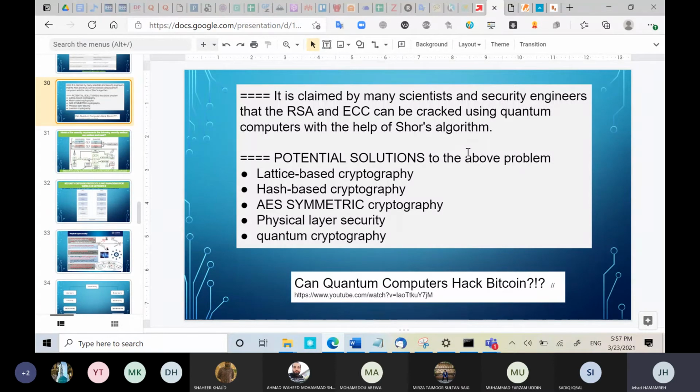Some are thinking of using hash-based cryptography, another type of cryptography. Some are thinking of using Advanced Encryption Standard symmetric cryptography with one secret key shared securely between two nodes, and this key has a length close to the length of the message itself. Some are talking about quantum cryptography. Some are talking about physical layer security.